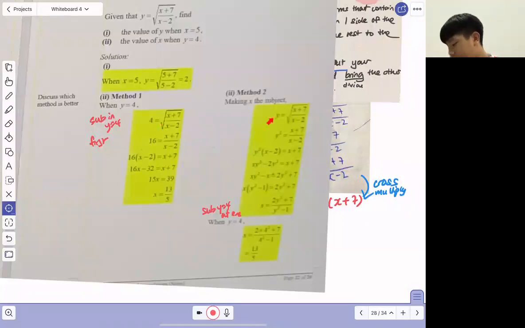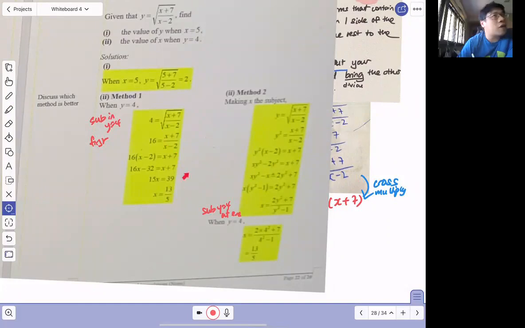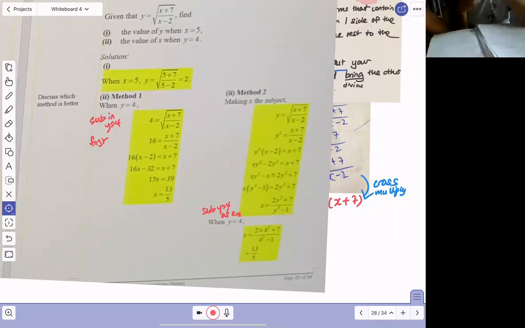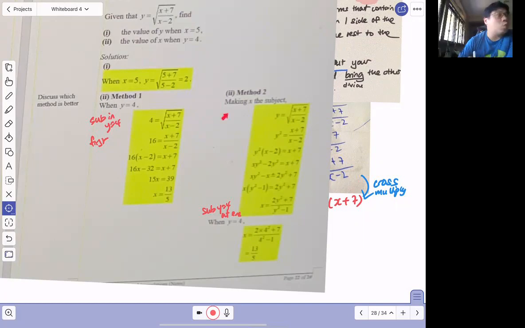Method 1, method 2? Trinis, are you there? Trinis Tan. Trinis, are you there? Oh, is it she never on her voice? Trinis? Hello. Trinis, can you tell me method 1 or method 2 is better?